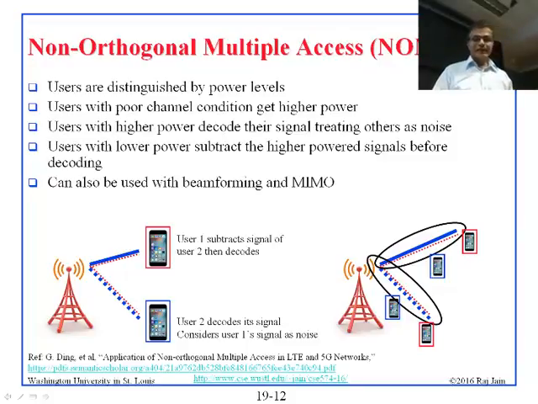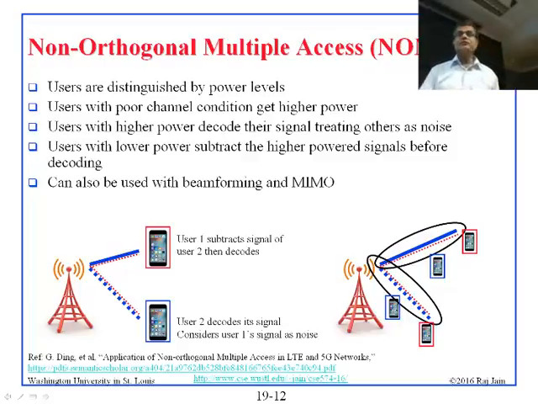So users with poor channel get higher power. Poor channel means either they are far away or they are somewhere where the noise is high. They need to get higher power. And users with higher power decode their signals treating others as noise. They don't have to worry about it, they just decode it. Users with lower power subtract the higher power signals before decoding. So they really have to decode the other one and then subtract it out. NOMA can also be used with beamforming and MIMO.